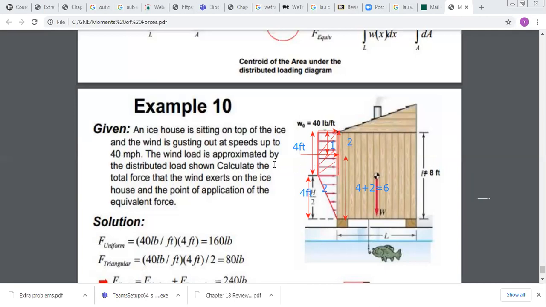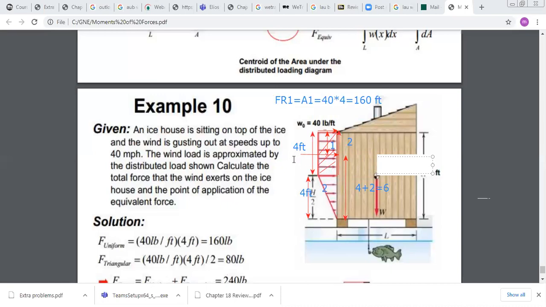So I can say here that F resultant 1 is equal to the area 1. Okay, area 1 equals to what? I will write it here: FR1 equal A1 equals to 40 times 4. Since your load is in lb per feet and the length is in feet, when you multiply, you get the result in feet. So your resultant force is 160 feet.